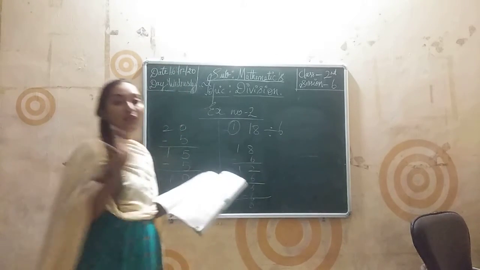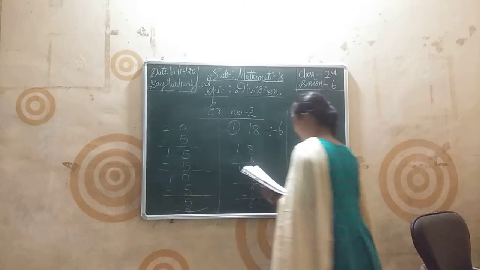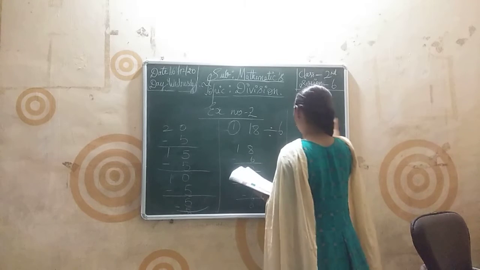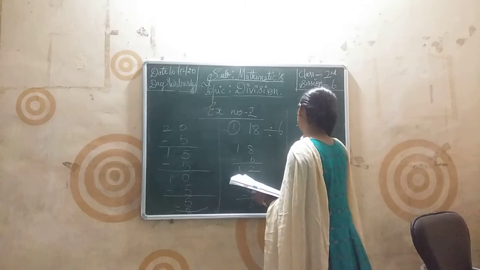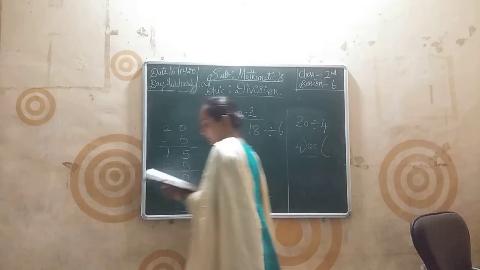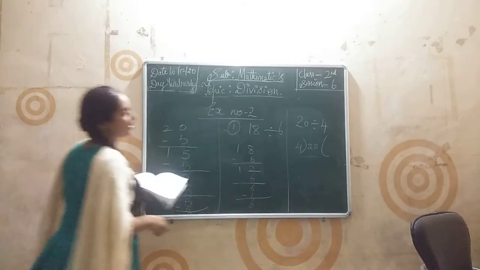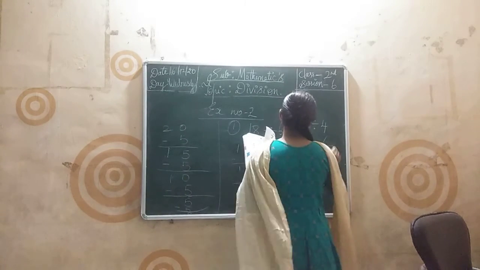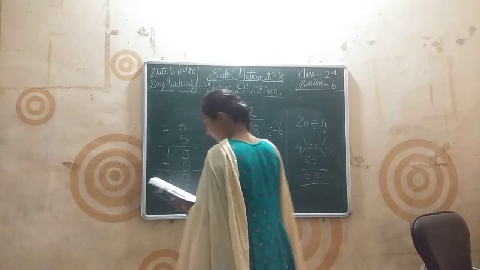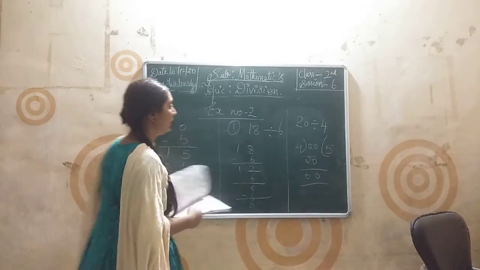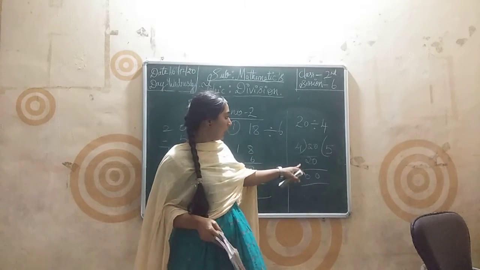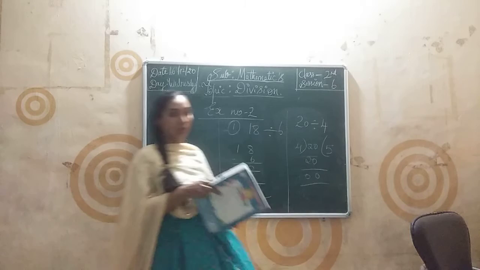In the division method, we have to do 20 divided by 4. That means we have to see if 20 comes in the table of 4. Yes. 4 ones are 4, 4 twos are 8, 4 threes are 12, 4 fours are 16, 4 fives are 20. In the 4 table, 5 times we add, if we multiply, then we get 4 fives are 20.